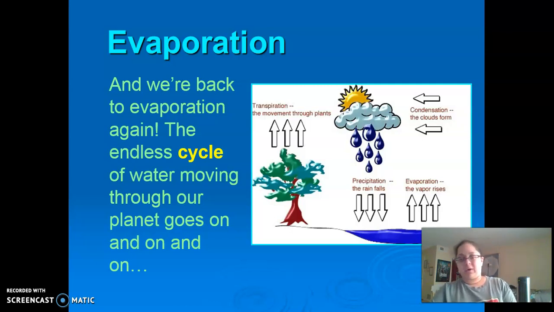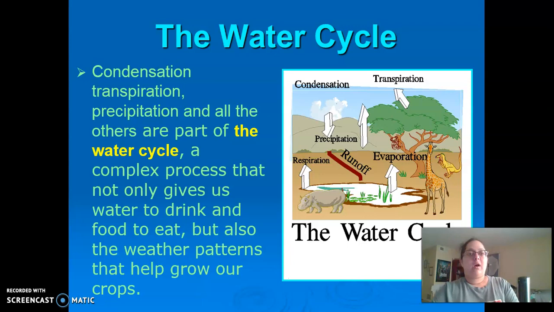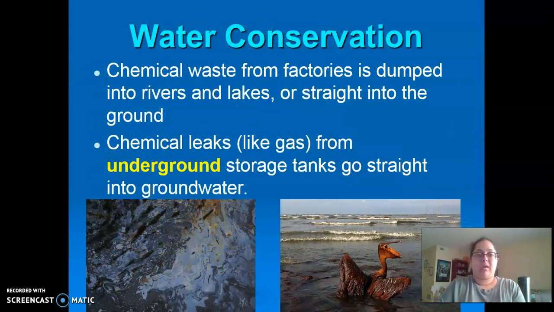We have percolation where it goes through the ground, and we have runoff, which runs down into streams and rivers. And then we have animals and plants taking up the water and evaporating it, as well as the ocean evaporating it. Okay? Now, all of these are part of the water cycle, a process that not only gives us water to drink and food to eat, but it also helps with the weather patterns that help grow our crops.